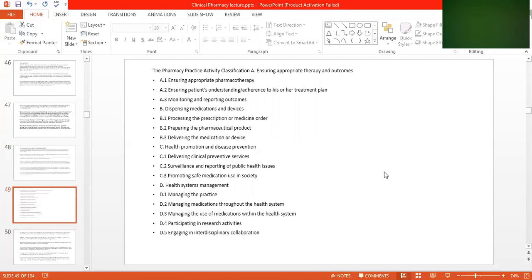Today we are going to discuss the pharmacy practice activity classification, and we have already discussed a few points in this slide. In the next slide we are going to discuss more about this classification.